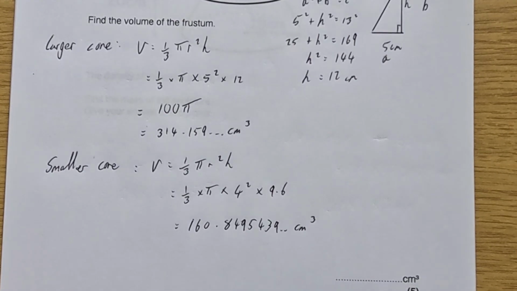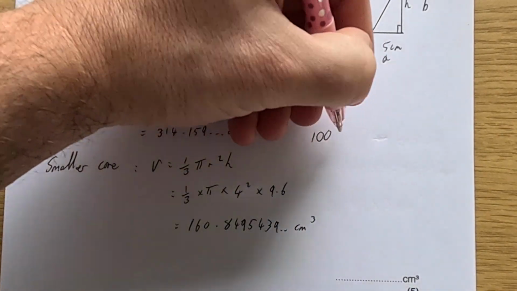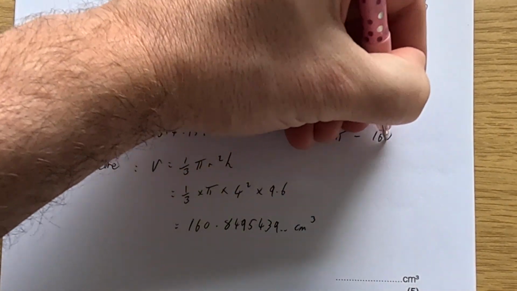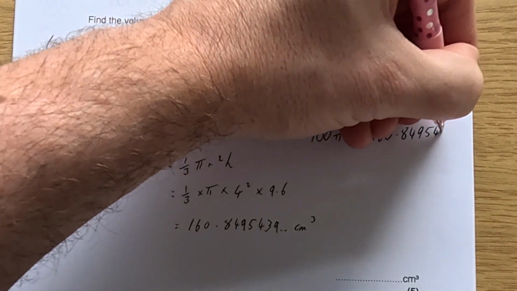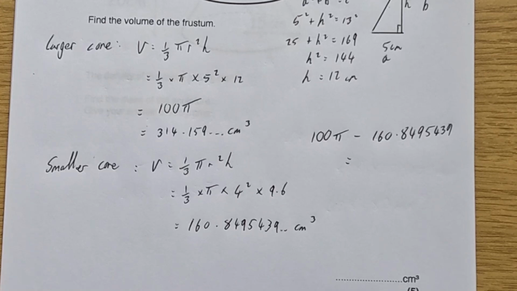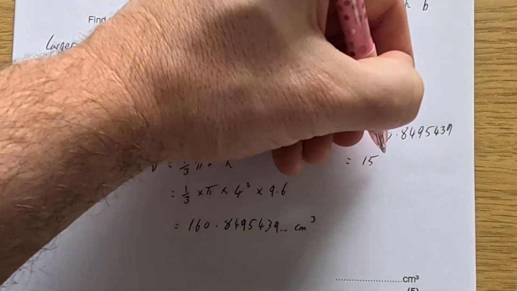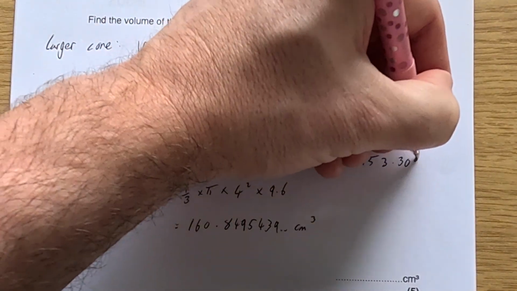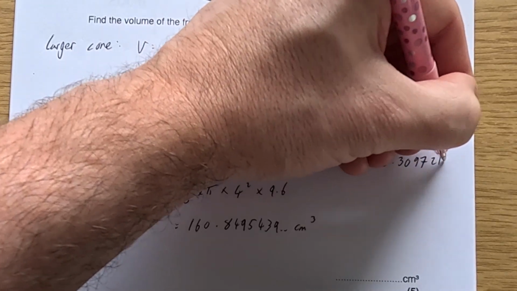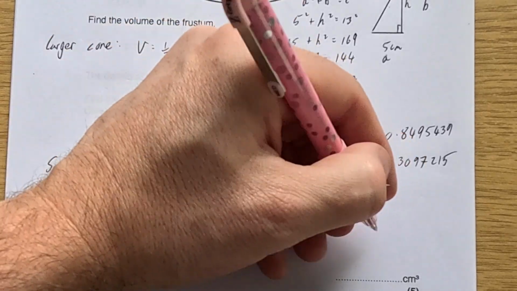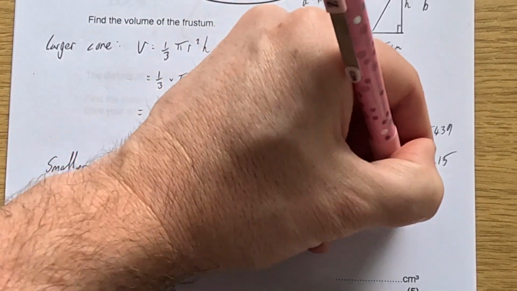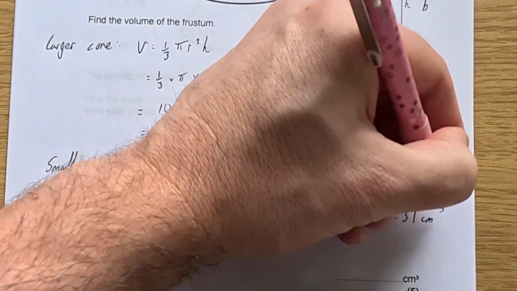Let's take them away to find the volume of the frustum. So we're going to do 100 pi subtract 160.8495439, and that'll give us the volume of the frustum, which is equal to 153.309715. We've not been asked to give it to so many decimal places, so I'm going to choose 2, so it'll be 153.31 centimeters cubed. And that's it.